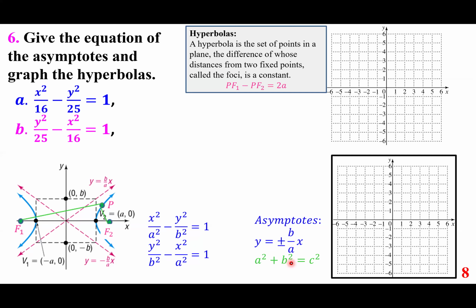Now, the same as the ellipse, the relationship between A, B, and C follows the Pythagorean theorem, but this time look at the distance C. This is the distance C to F2 or F1, from the center to F2. This is C. This distance is A. This distance is B, and always C is the largest. So regardless of which one you have, a squared plus b squared equals c squared. Because according to the Pythagorean theorem, the one that is the largest becomes the hypotenuse in essence.